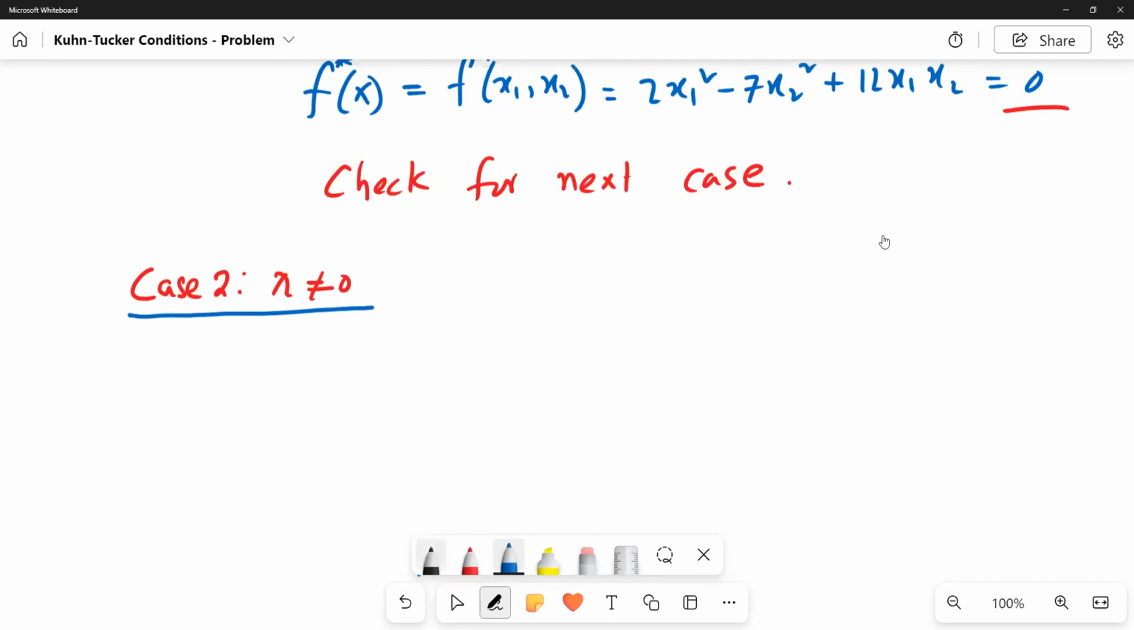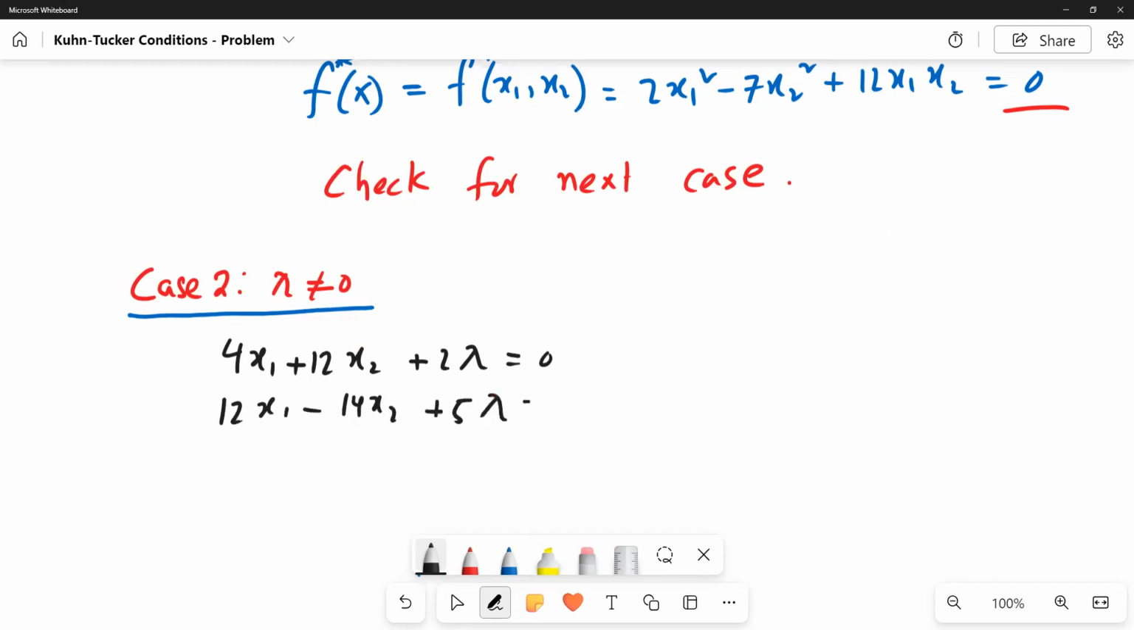Okay, so lambda not equal to 0. So now your difference equation becomes 4x1 plus 12x2 plus 2 lambda equal to 0. Then 12x1 minus 14x2 plus 5 lambda equal to 0.